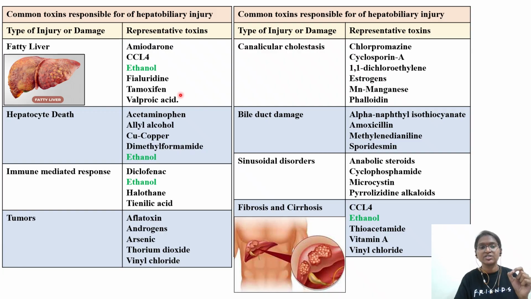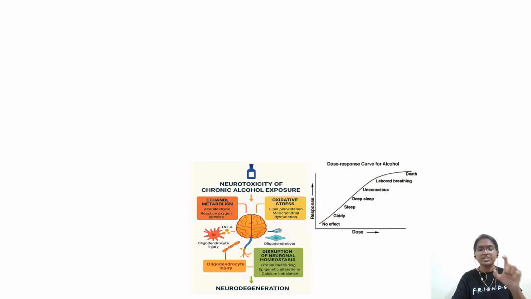We have tamoxifen, an anti-estrogen used for breast cancer, which is causing fatty liver. We have valproic acid, an anti-epileptic drug, which is causing fatty liver. Similarly, we have cyclosporine A. Other examples are manganese, a metal which is causing canalicular cholestasis. Okay, so try to remember the examples and the region in which they are going to cause liver damage. All the information I have put in the form of a table, so it will be easy for you to keep memorizing these examples.